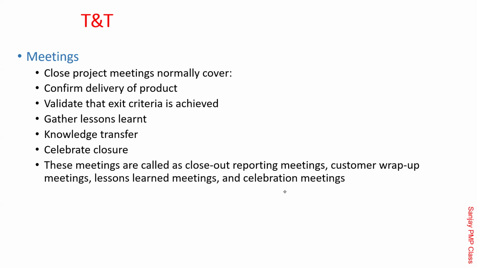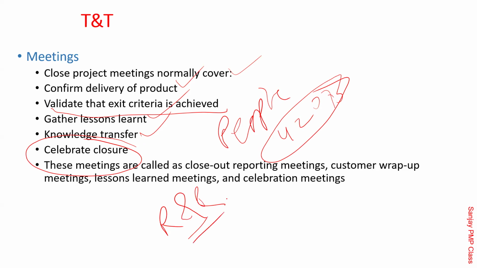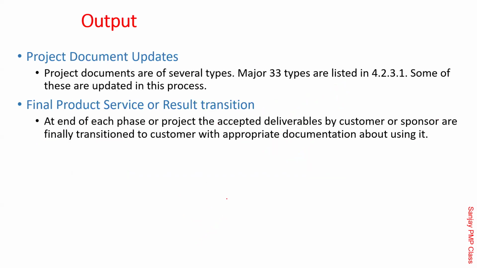Okay. Now, meetings to close the project: confirm the delivery of the product with the customer, validate that exit criteria is done, gather the lessons learned, knowledge transfer, and this one, don't forget this, because as I told you, people-related 42% questions are going to come. So one of the things in the closure is to celebrate the closure. They said do that if there is anything called rewards and recognitions, R&R. If there are any rewards and recognitions, you should go ahead and do it before you close the project, so that you don't keep it open. That's what PMI always says.